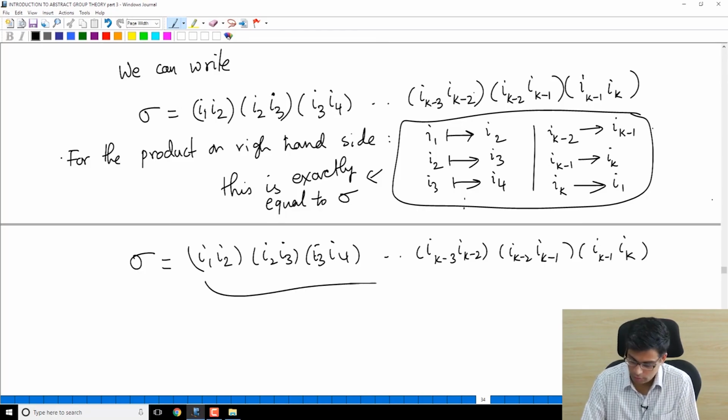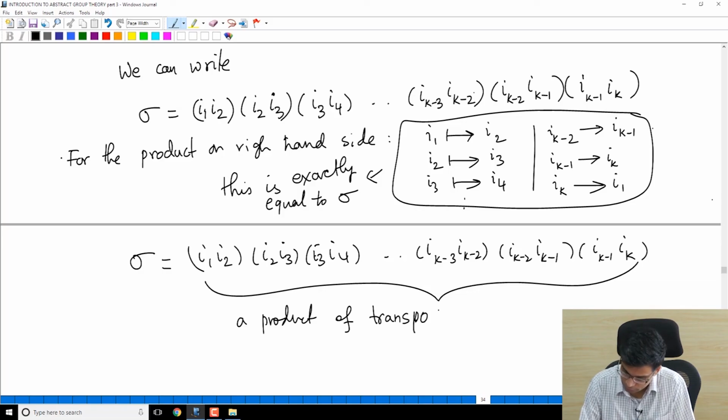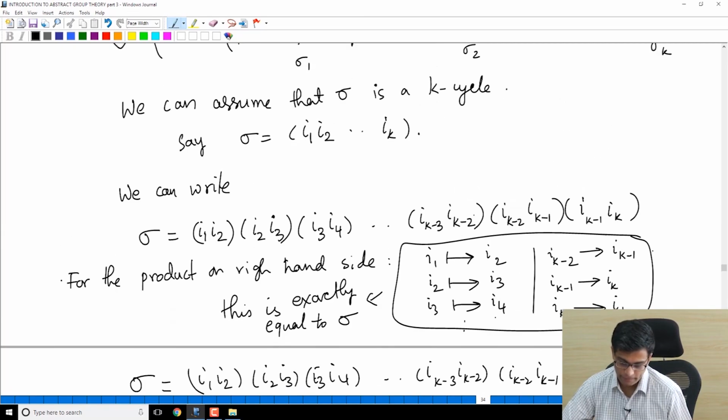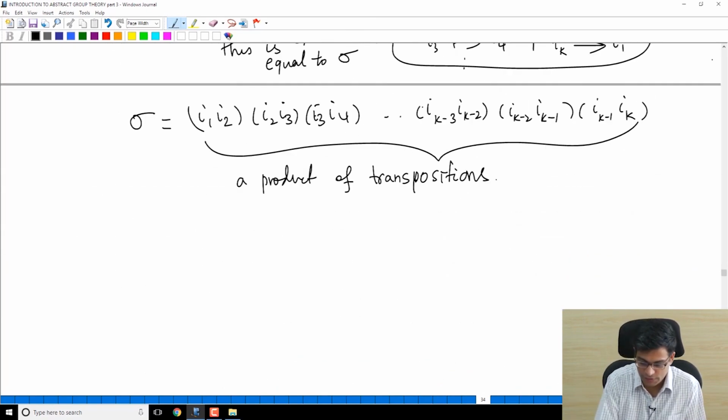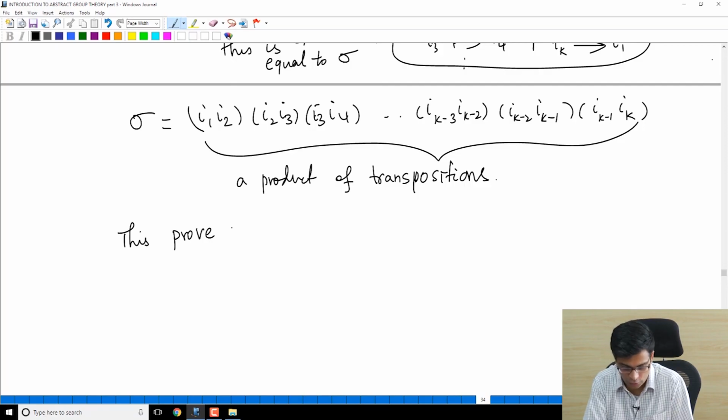And this is a product of transpositions. So we have shown that for any k-cycle i1, i2, up to i_k, I can write it as a product of transpositions. And we have already said that any permutation is a product of cycles, and every cycle can be written as a product of transpositions. So any permutation can be written as a product of transpositions. This proves the proposition.